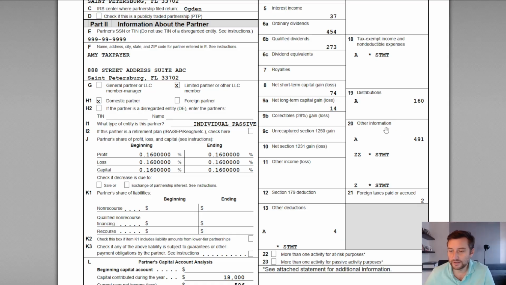All right. Now, line 18 done. Move on to line 19. So line 19, code A, represents the amount of distributions. So this is cash.